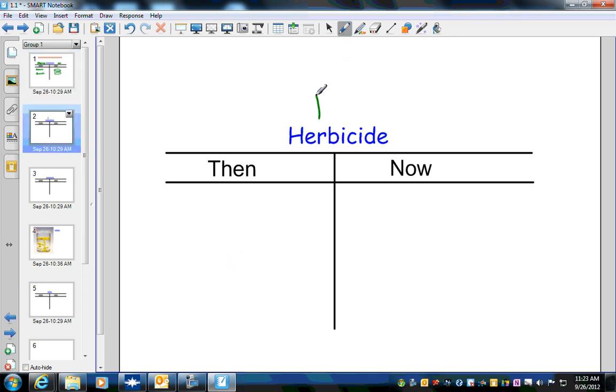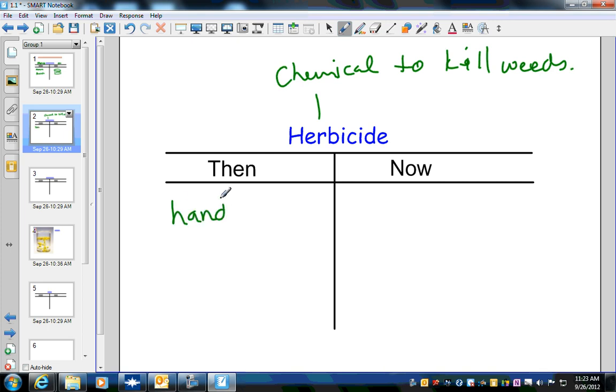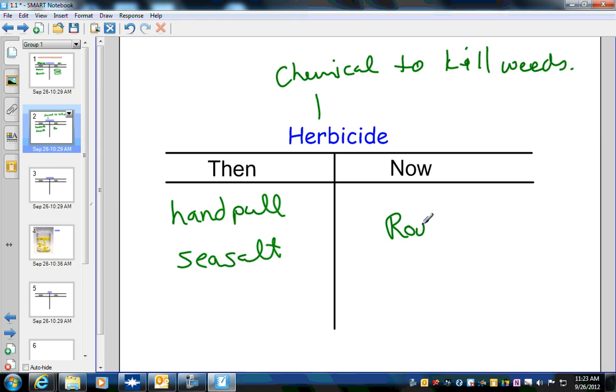Herbicides. Herbicides are chemicals to kill weeds. Right, so when we look at then, 100 years ago or so, typically you would see either the hand pull method or you would see sea salt being used in order to dry out the plants and damage them. Nowadays, we use chemicals such as Roundup. Again, these are synthetic type chemicals which are being sprayed.